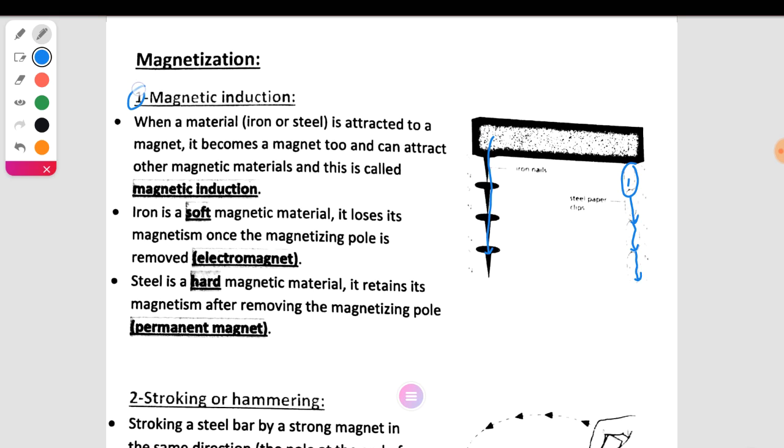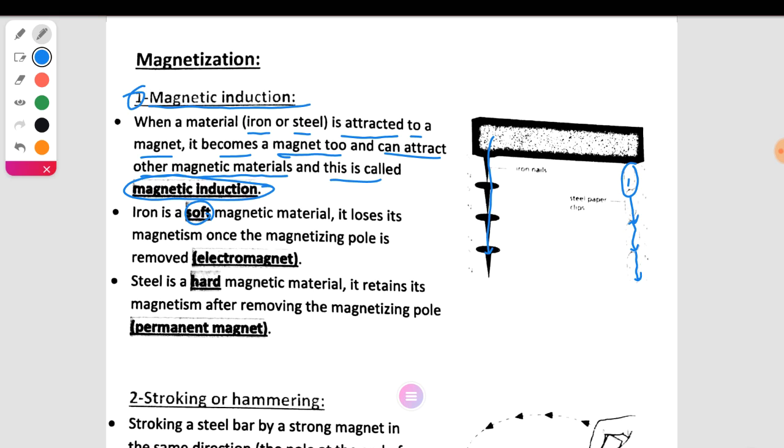The first method used to make a magnet is called magnetic induction. When a material like iron or steel is attracted to the magnet, it becomes a magnet too, and it can attract other magnetic materials. This is called magnetic induction, like this and this.